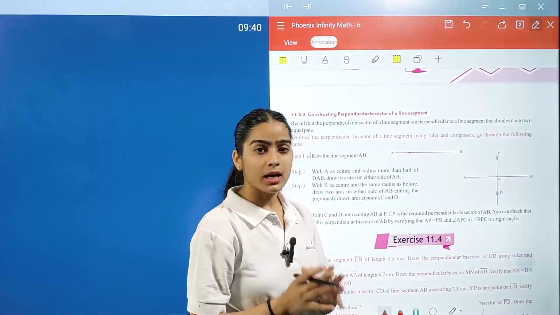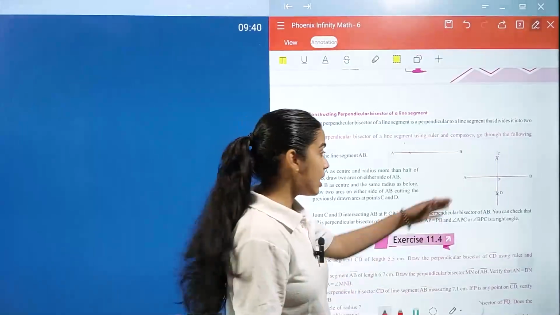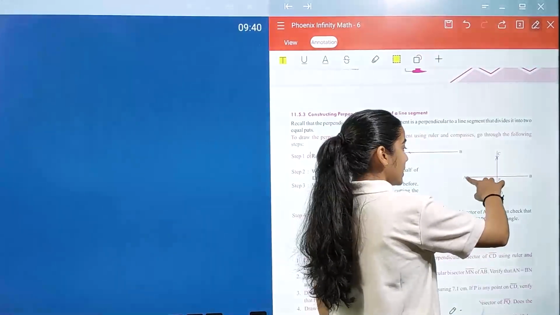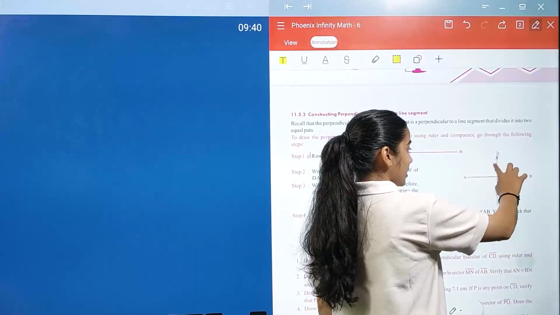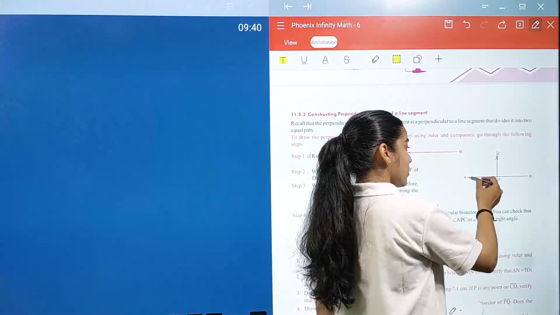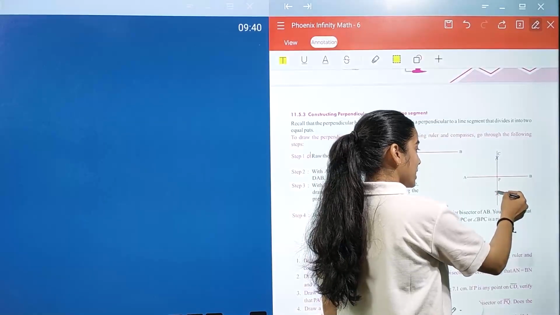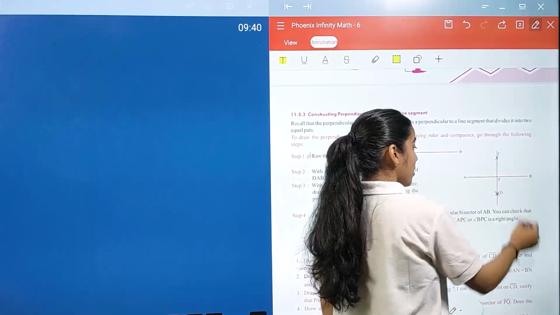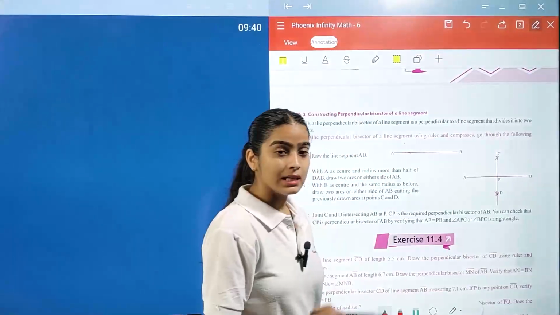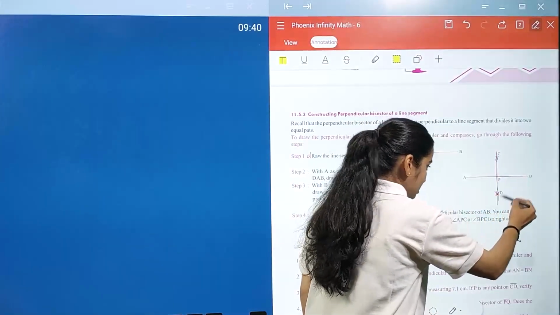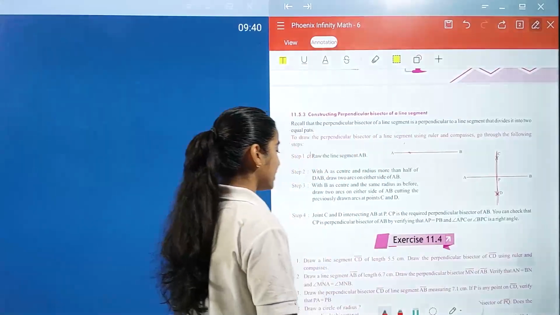You have to take a radius which is greater than half of AB. Now place your metal tip at A, mark an arc. Take the metal tip at B, mark an arc. After this, do the same for the below side. Take your center A, mark an arc, and take your center B and mark an arc. Where these two arcs are intersecting each other, you have to connect these lines like this, and this is your perpendicular lines to each other.